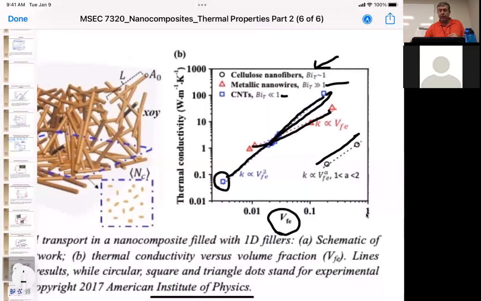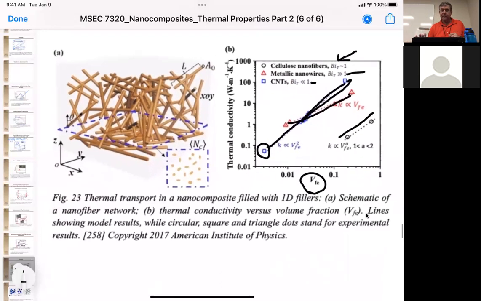So what do we see here? What's the reason for this? Maybe the persistence length on the carbon nanotubes is higher, and so we have more carbon nanotubes touching more carbon nanotubes, giving us more and more pathways for that thermal conductivity.